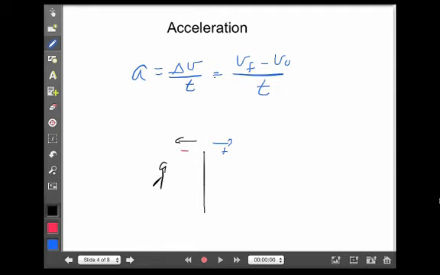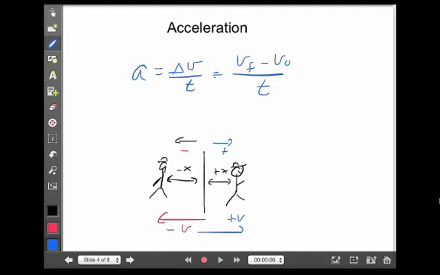Again, if I'm standing to the left of that line, then I have a negative displacement. If I'm standing to the right of that line, then I have a positive displacement. That's easy enough to understand. If I'm traveling to the left, I have a negative velocity, no matter where I am. If I'm traveling to the right, I have a positive velocity, no matter where I am. Again, it's that acceleration part that can be tricky.